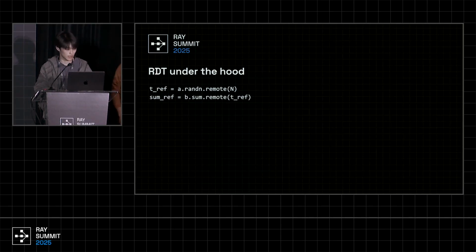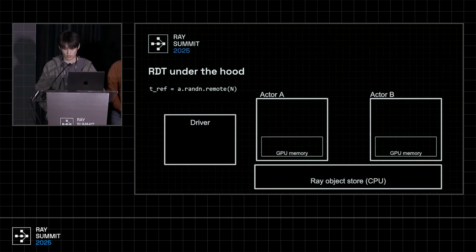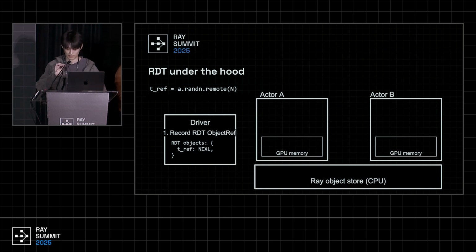Yeah, now let's try to understand RDT under the hood. We can see in this example, it has actor A and actor B, and we try to run a random function on actor A and the sum function on actor B. So if you enable RDT, each actor will have a GPU memory object stored on the GPU, and first the driver will resolve the RDT object reference. In that case, because we are using NCCL, it will resolve the tensor transport as NCCL.